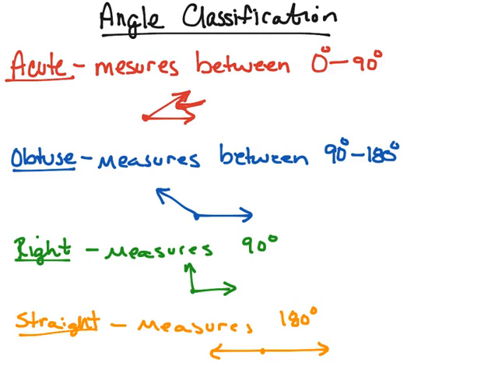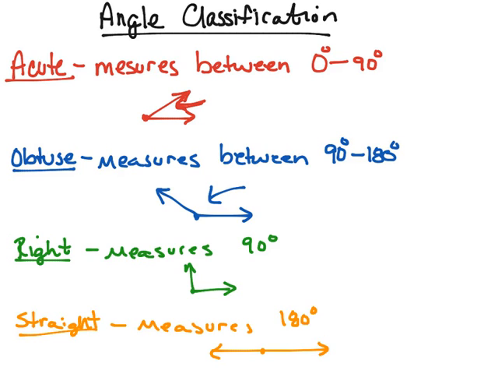Next one we have is the obtuse angle. And an obtuse angle has measures between 90 degrees and 180 degrees. So an example might be something like 120 degrees, 95 degrees, 145 degrees. So this angle in here would be an example of an obtuse angle.